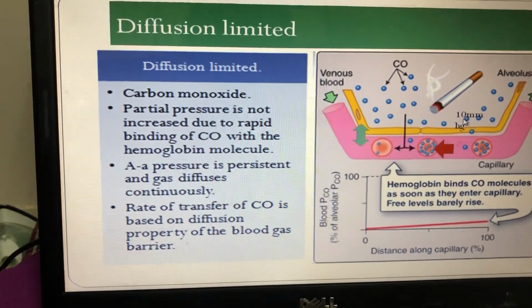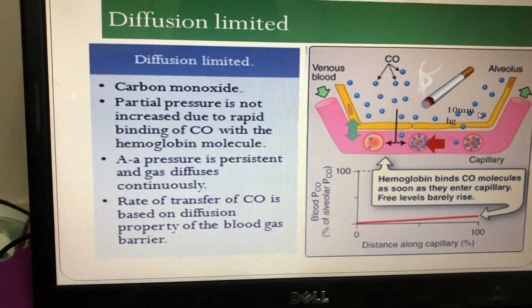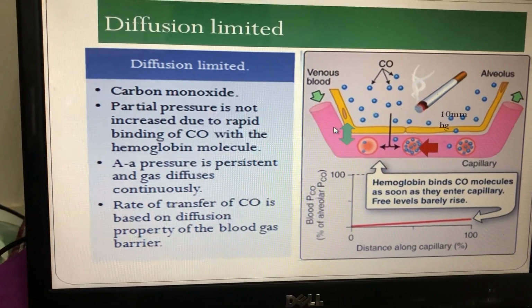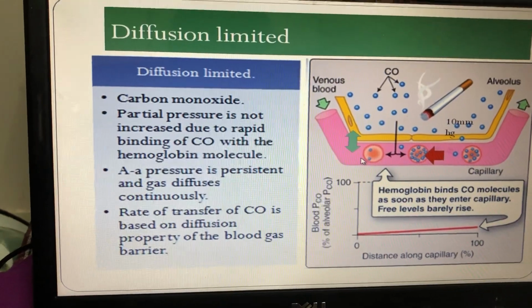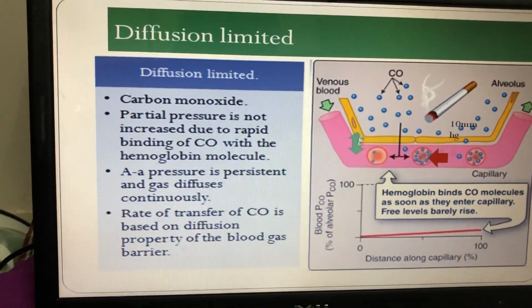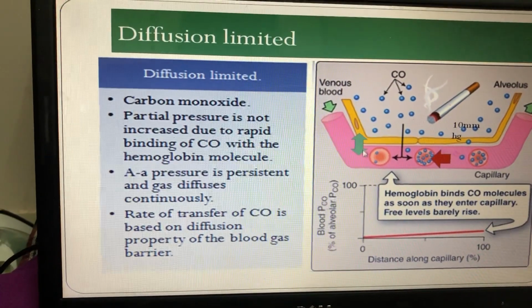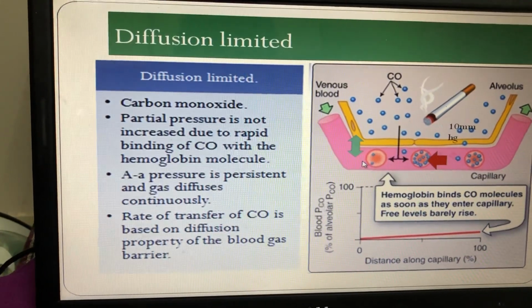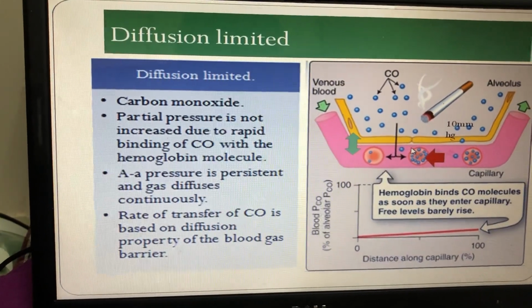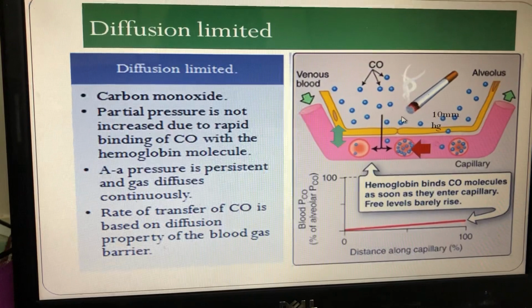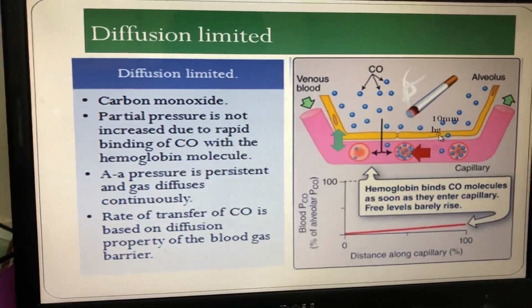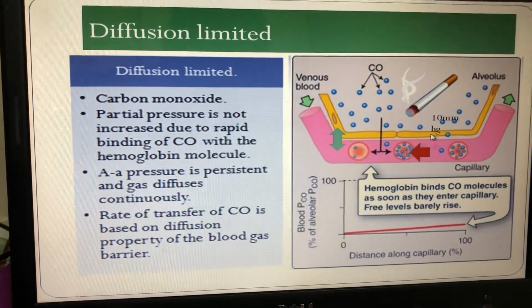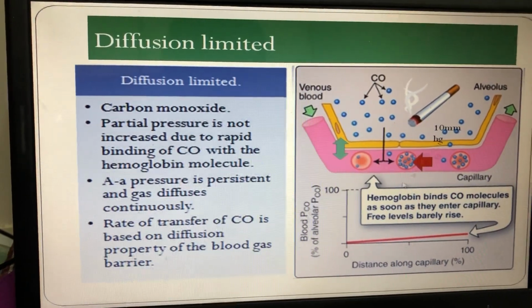So the partial pressure is 10 mmHg in the alveoli, whereas the partial pressure of carbon monoxide in the pulmonary capillary is going to be 0 mmHg. Because of the pressure gradient, there is further transfer of the gases. If a gas is diffusion limited, then if there is any pathology in the respiratory membrane, this will lead to decreased diffusion of the gases.